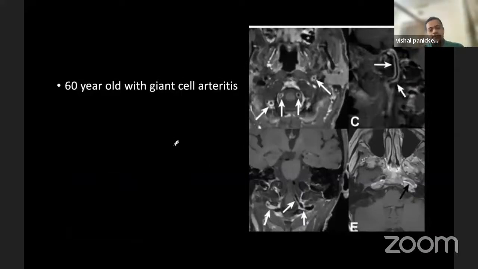This is another patient with secondary giant cell arteritis, where multiple vessels are showing vessel wall thickening and luminal narrowing, and there is contrast enhancement, which is also a smooth enhancement of the vessel wall.